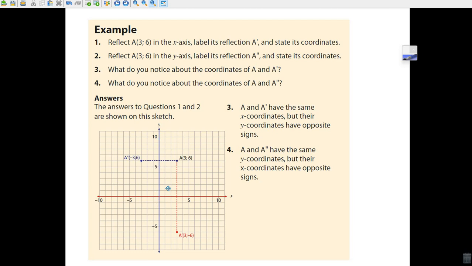What do you notice about the coordinates of A and A prime? Well, this one's 6, this one's minus 6. The y coordinate has gone from a positive to a negative. That's what causes reflection in the x-axis. And if you want reflection in the y-axis, the big deal is the x value has gone from positive to negative. The x value has changed signs, and that's the deal.